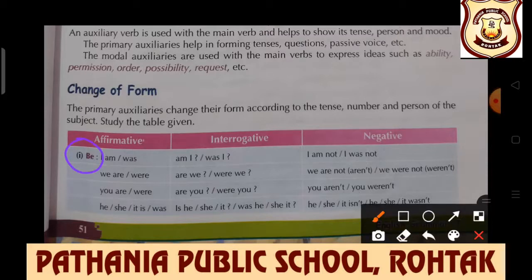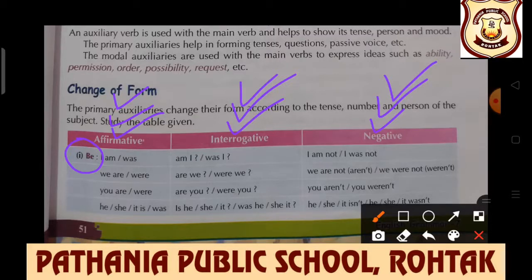So how will an affirmative sentence be framed? Like, I am reading a book. Interrogative would be, am I reading a book? Negative would be, I am not reading a book. We are learning English. Affirmative. Are we learning English? Interrogative. We are not learning English. That is negative. He is working hard. Is he working hard? He is not working hard.